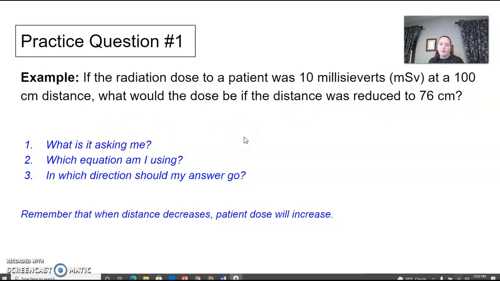Anytime I get to a word question or a math question, I like to ask myself a couple of questions. Basically, what is this question asking of me? Which equation am I going to use to figure it out? And which direction should my answer go? Remember, when distance decreases, patient dose will increase.